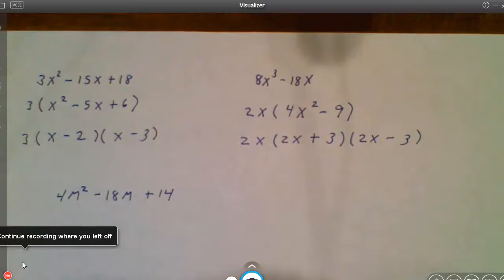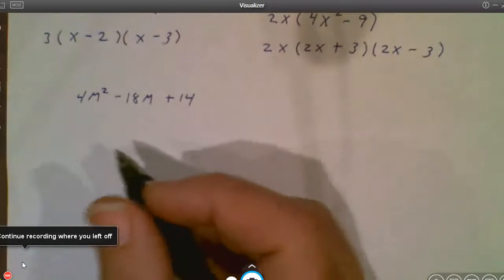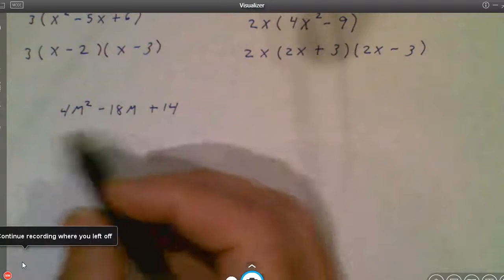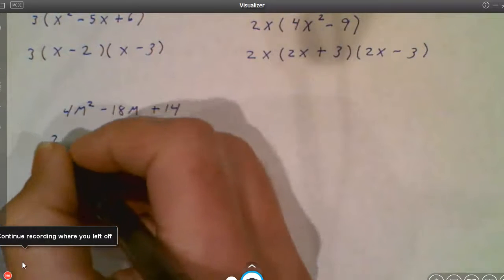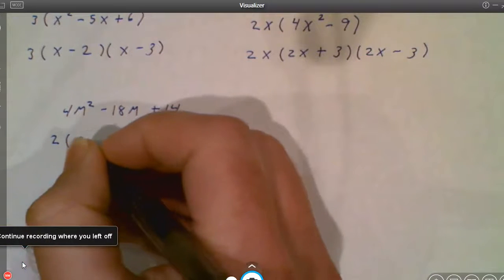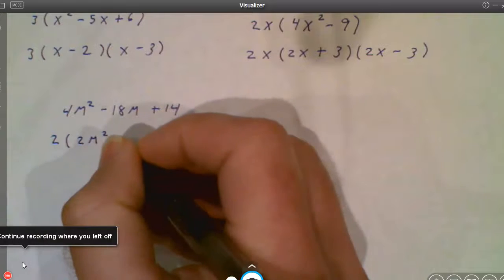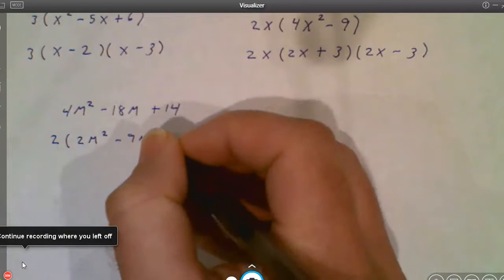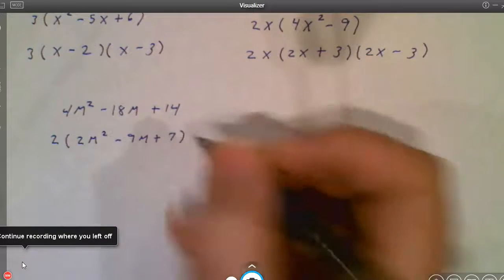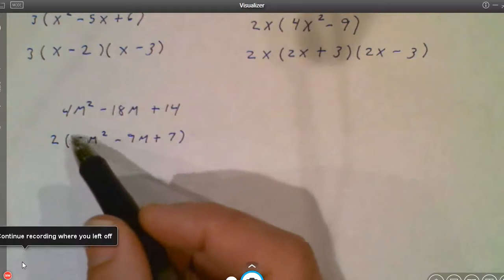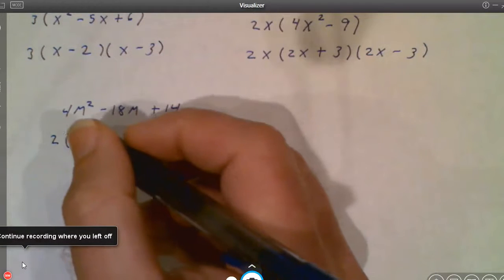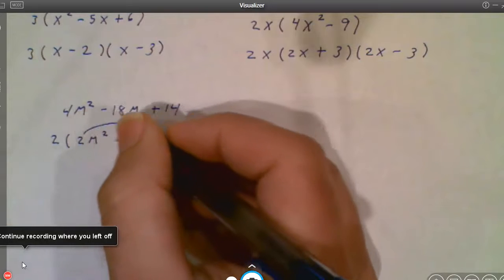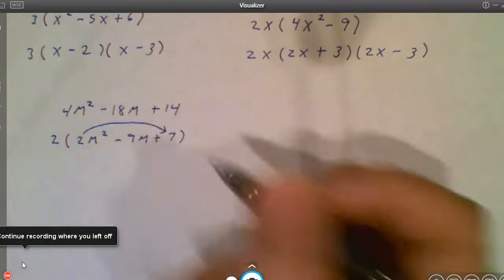I want to show you one more here, just because these are the ones that always give us a little bit of a hard time. Still going to start by looking for a greatest common factor. So we could take a 2 out of each one of those, leaving us with 2m squared minus 9m plus 7. So these are the ones that are a little bit tougher because we have that number right here in front of m squared. So these are the ones where you can take that 2, multiply it into your c term.